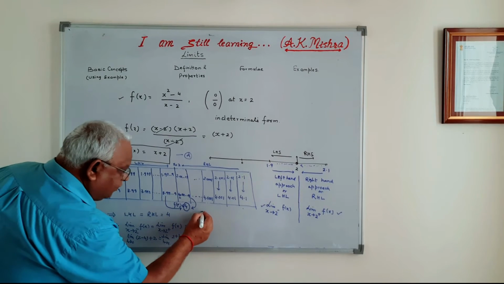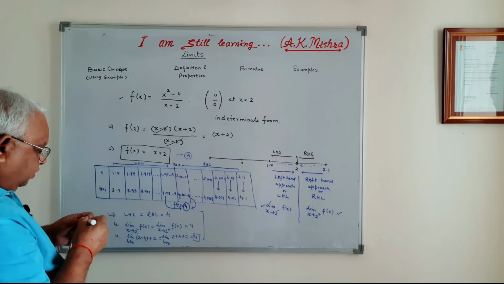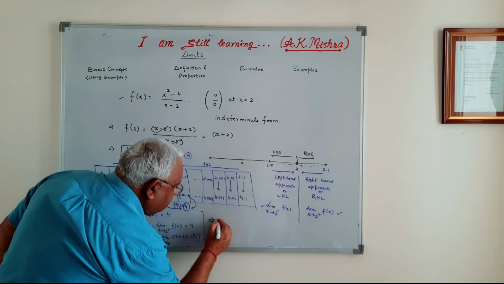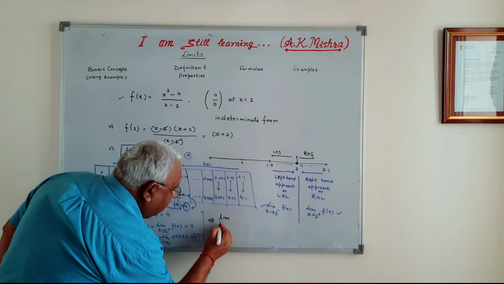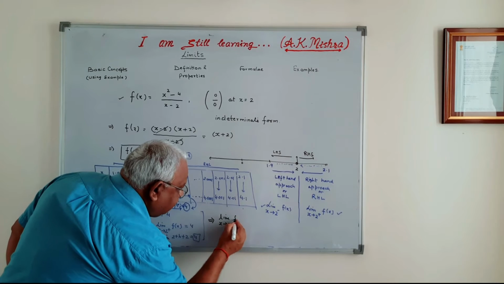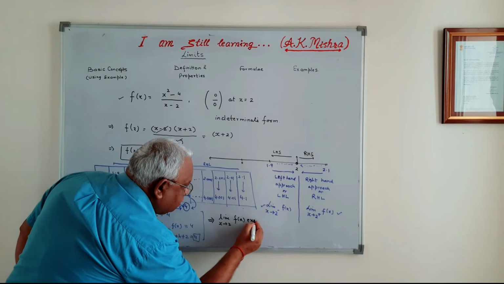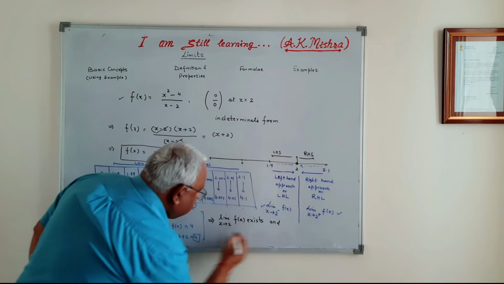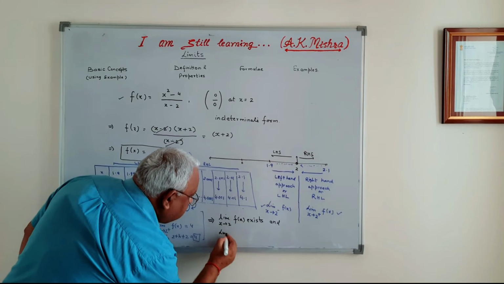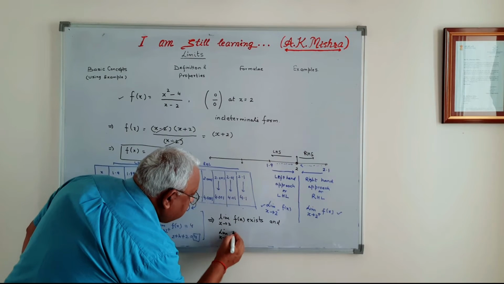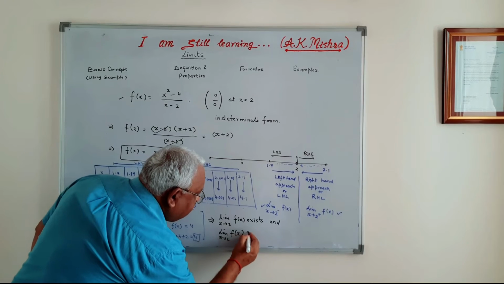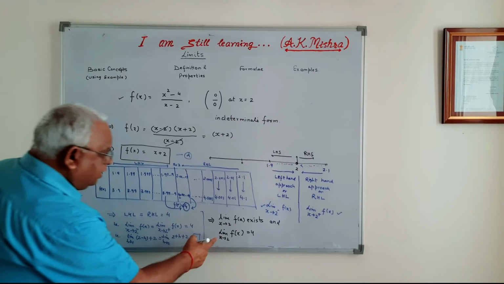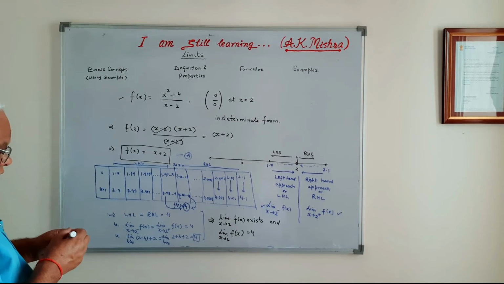If this happens, then the conclusion is we say limit x tending to 2 f(x) exists, and limit x tending to 2 f(x) is equal to 4. Let me explain it further.